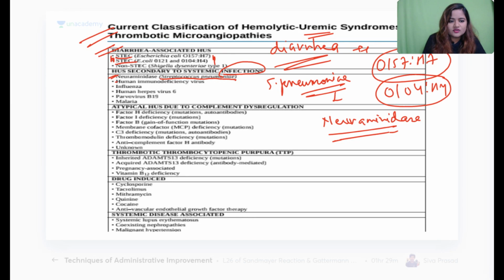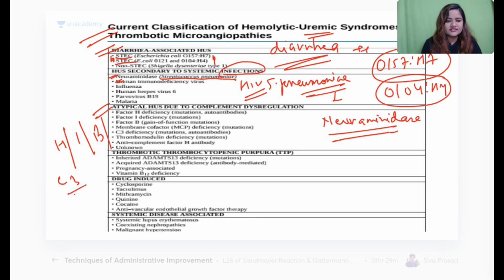इसके अलावा HIV has also been reported which can lead to HUS. So infections with Streptococcus pneumoniae and HIV, these two are very important. Now out of complement dysregulation, अगर हमारे बॉडी में ही complement dysregulation है या फिर हमारे बॉडी में कोई autoimmune setup है जिसकी वजह से renal damage हो रहा है, so in this you need to remember factor H, factor I, factor B and C3 deficiencies. ठीक है.